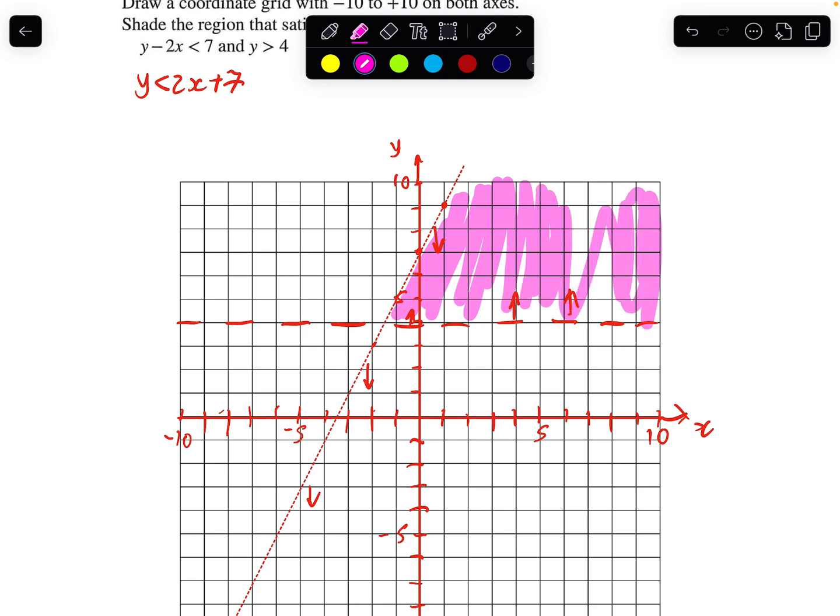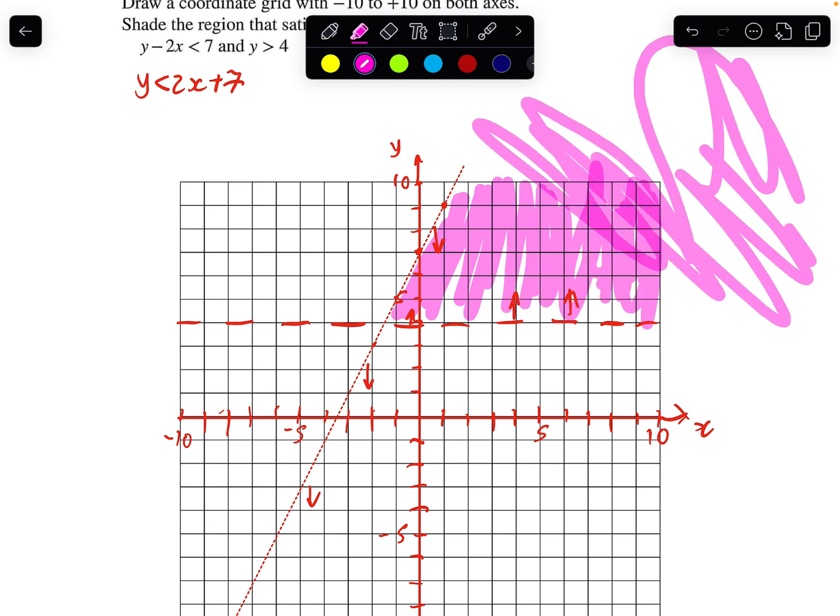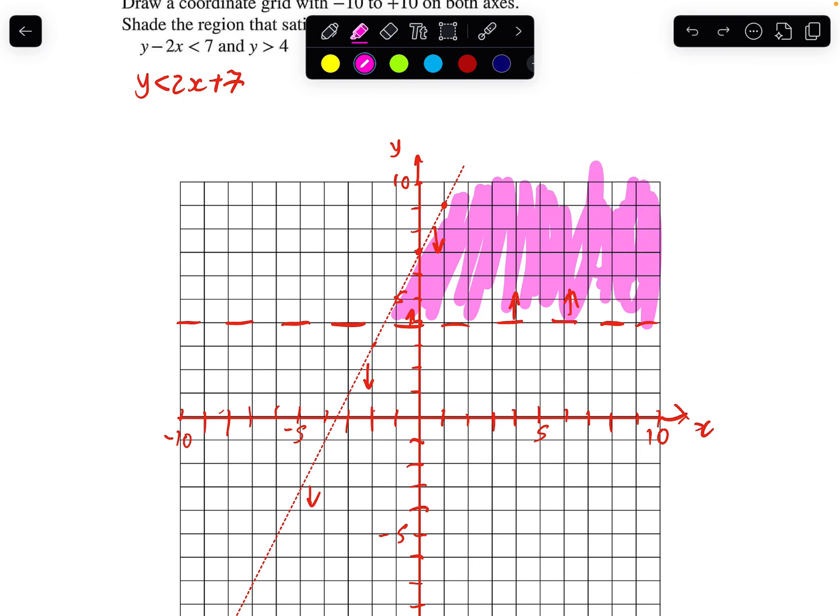Okay, and it kind of keeps going and going, right? If I drew the graph bigger, it'd be all this area over here. But we don't have that, so we'll just leave it like that. Okay, you don't have to shade every little detail as long as I get the rough idea.